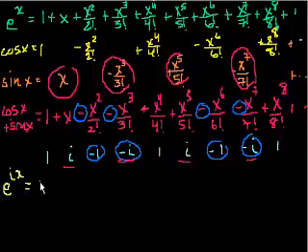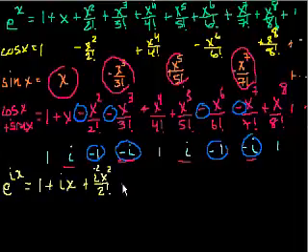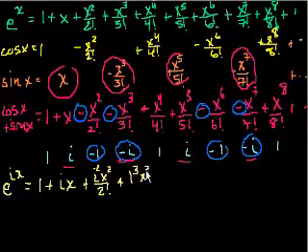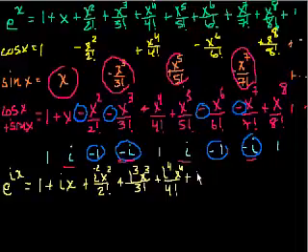So that will be 1 plus ix plus i squared x squared over 2 factorial, plus i to the third x to the third over 3 factorial, plus i to the fourth x to the fourth over 4 factorial, plus i to the fifth x to the fifth over 5 factorial. I don't have to keep going. Plus, and it just keeps going, right?